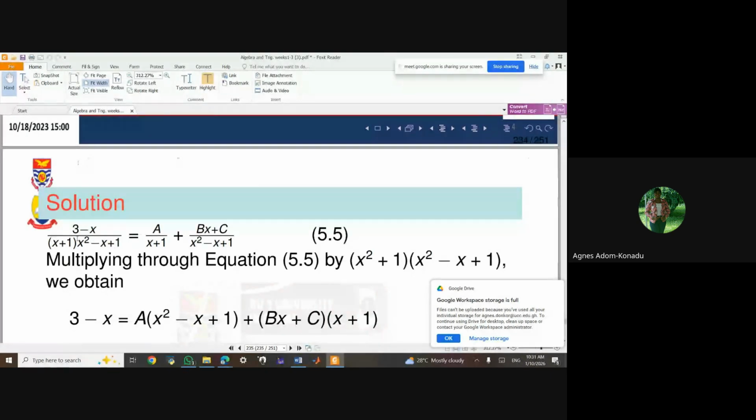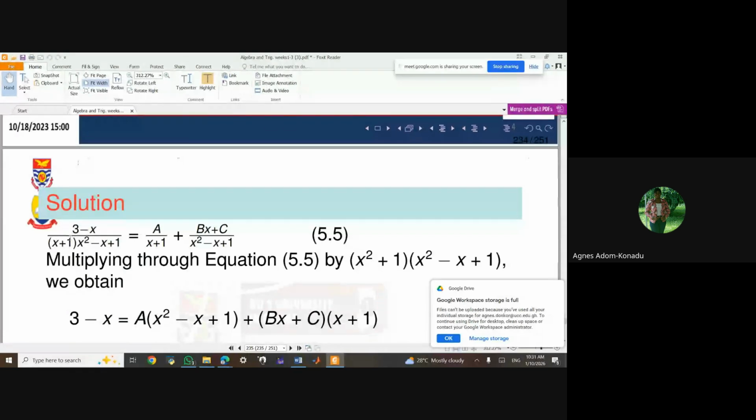This, let's find the discriminant. The discriminant is b squared minus 4ac. So I have (minus 1) squared minus 4 times 1 times 1. So (minus 1) squared will give me positive 1, minus 4 will give me -3. So this is less than 0. So this means that this thing here has imaginary roots.